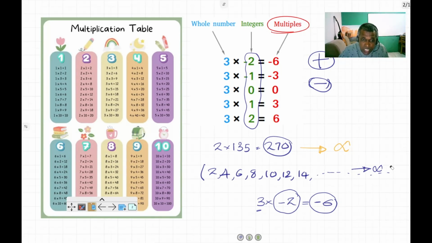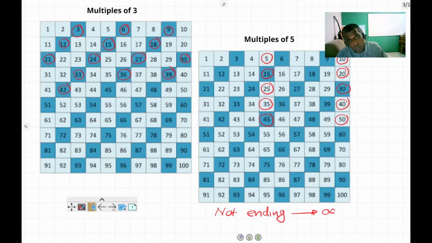Next, if we are taking two numbers or a few numbers together, there may be something common. I am marking something here. This is 3, we'll mark it and color it. This is 3, this is 6, this is 9, 12, 15, like that. 5 table is also coming like that. So some are common here. This 15 and 15 is common for them.